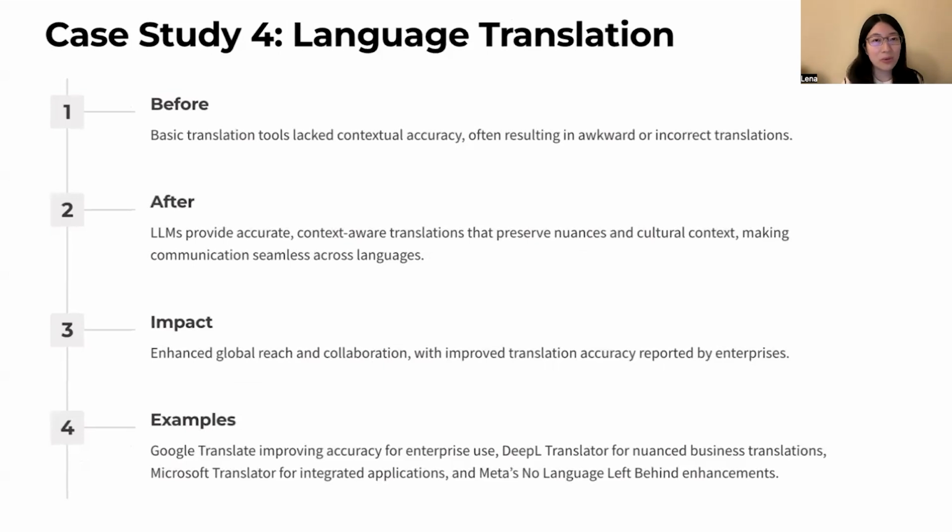The next example is language translation. Translation used to be not accurate, especially between certain languages. With large language models, the accuracy of translation has been greatly enhanced. With the enhanced translation, it's easier for us to localize products and have a global reach, and even collaborate between team members.